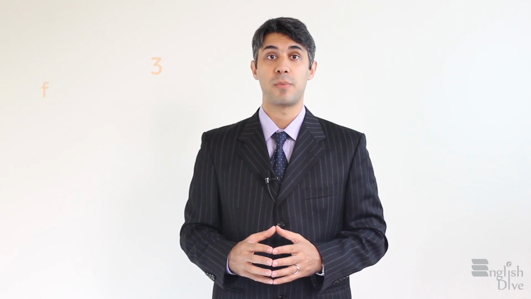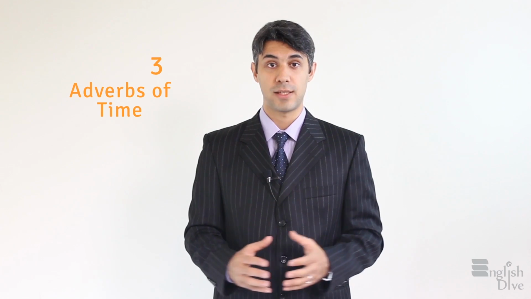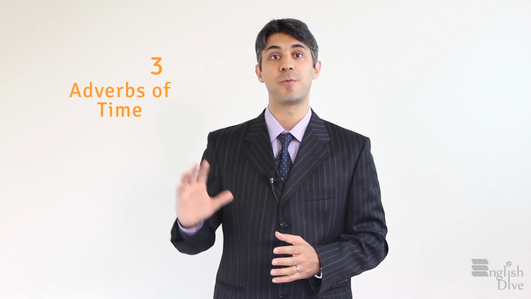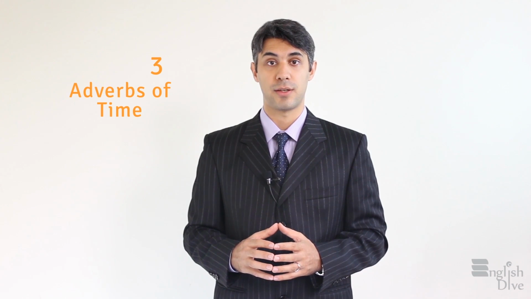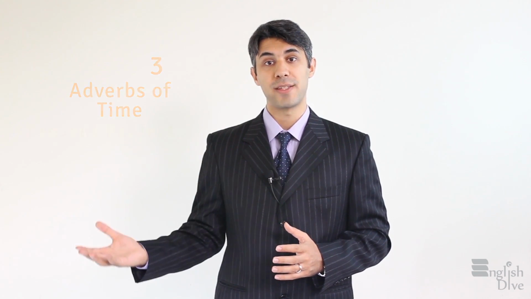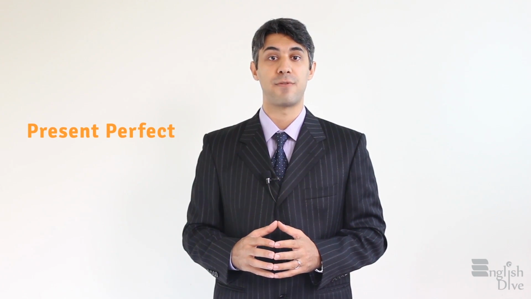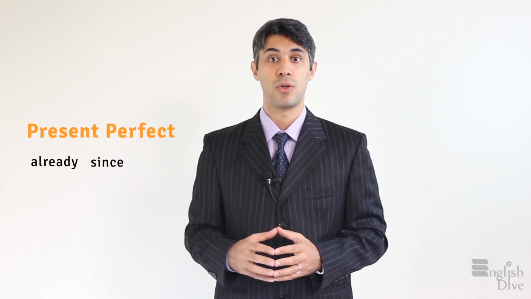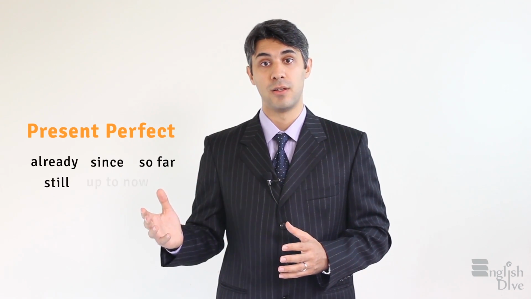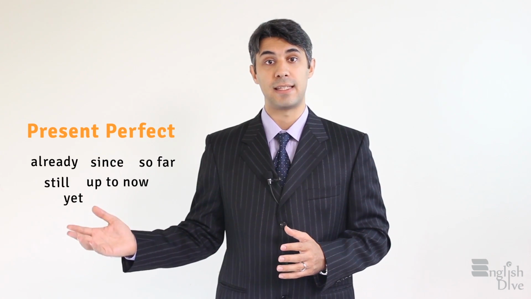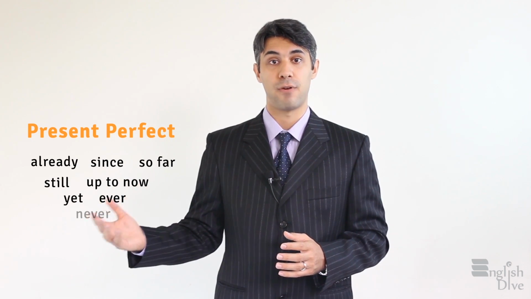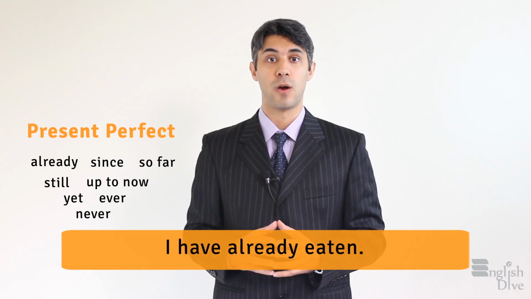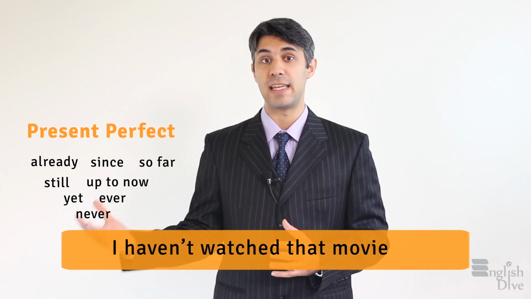The third thing that you can pay attention to when you're comparing the two tenses is the different types of adverbs of time that you're using. For the present perfect sentence, you use adverbs of time like already, since, so far, still, up to now, yet, ever, never. You make sentences like, I have already eaten, or I haven't watched that movie yet.